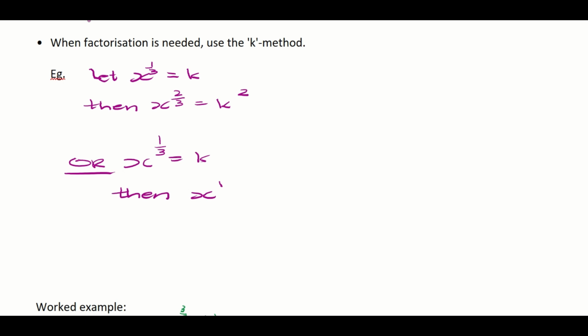How did we get from 1 over 3 to 1? We times it by 1 over 3 times 1 over 3. That's going to give you x to the power of 3 over 3, which is equal to 1. And that's the same as saying x to the power of 1 over 3, cubed. And that's going to be k cubed. Okay, let's have a look at a worked example.